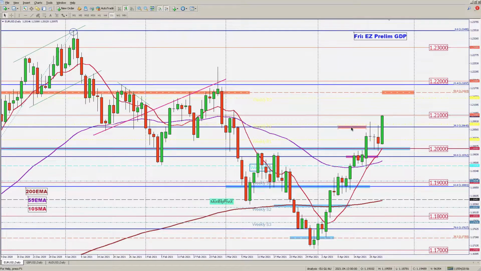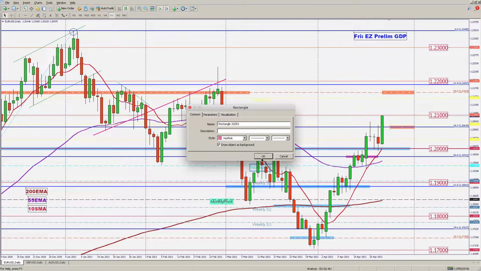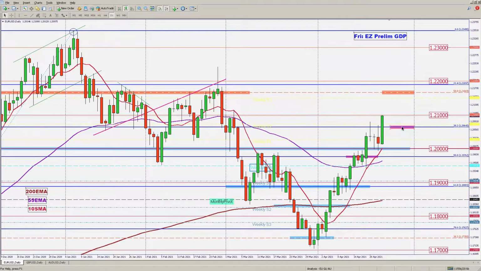This 38 fib now is going to be interim support. Major support is still from below at the 120. So let's make this an interim resistance, now support. Just above that, there is another resistance zone.